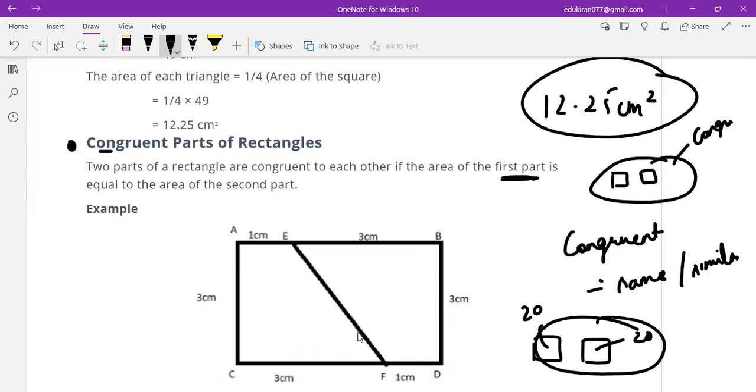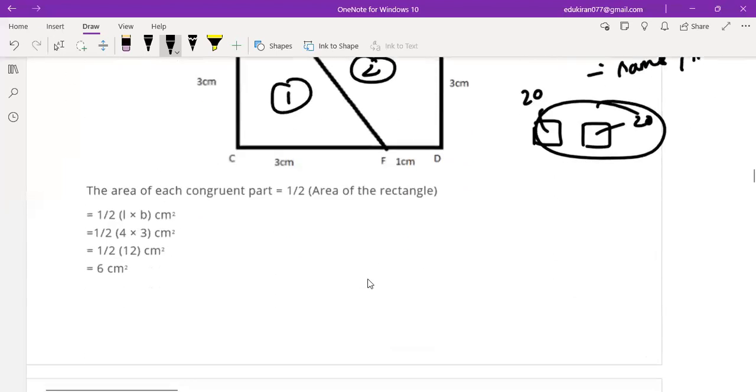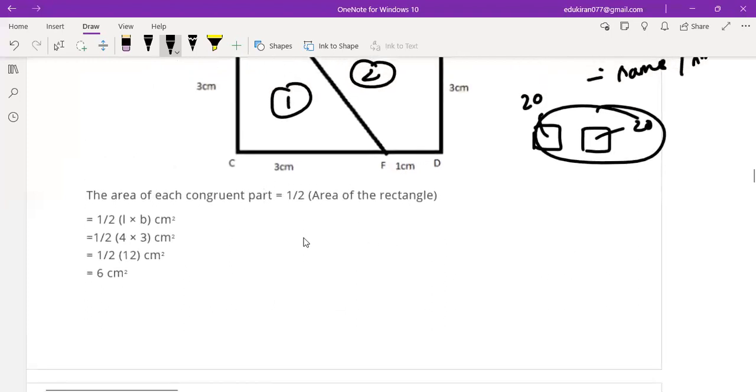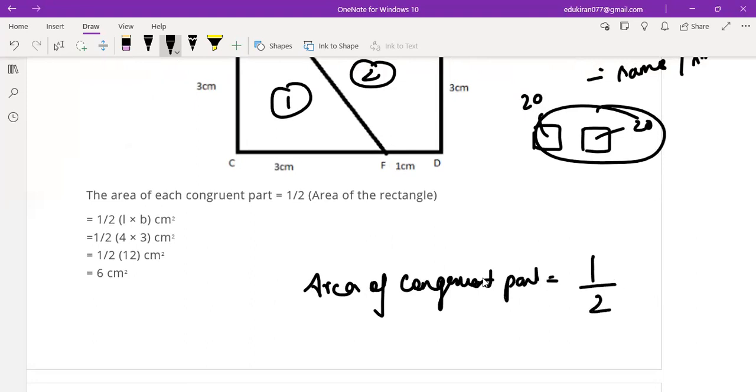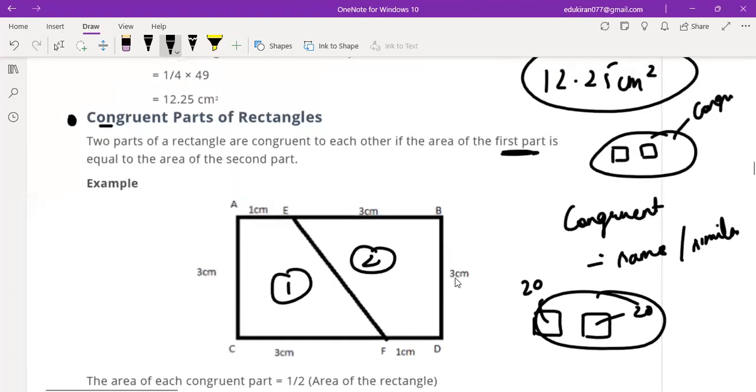Okay, this is a question, right? This is a rectangle. They have just divided it and these are now two parts, first part and second part. Okay, so over here, what will be the formula if I ask you to find the area of a congruent part? The formula will be half the area of the rectangle. Yes or no? Because only one line is there, right? It is dividing into two parts. So what will be the formula? Half multiplied by area of rectangle. Clear?